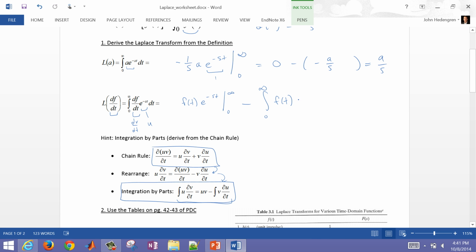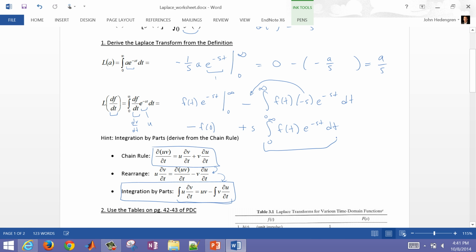Okay, so that one is going to be times negative s times e to the negative st dt. I'm going to go ahead and bring that out front. Let me just go ahead and evaluate this from 0 to infinity. If I plug in infinity, again, this term is going to become 0. And if I plug in 0, that's going to become 1. So I'm going to have negative f of 0. And then I had my plus s, and 0 to infinity f of t times e to negative st dt.